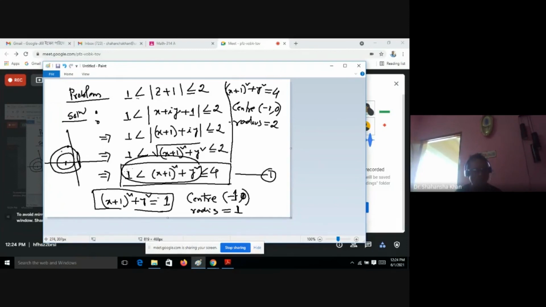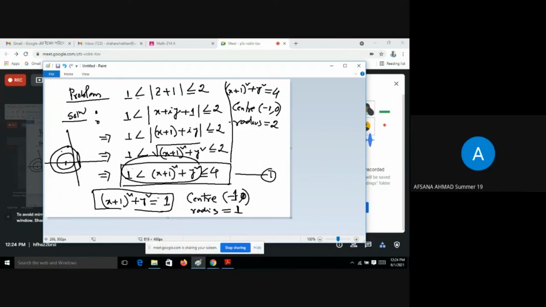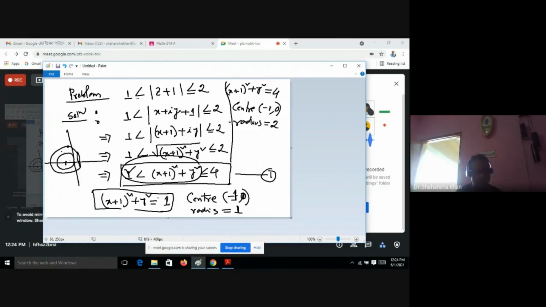What is the lower limit, Rakib? What is the lower limit, Afsana? Sir, 1. So this is the lower limit, 1, and this is the upper limit. We can sketch this region, we can find this region.